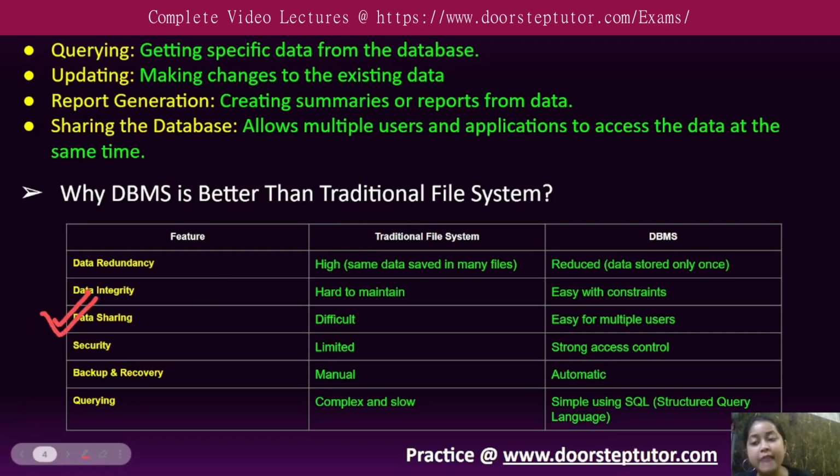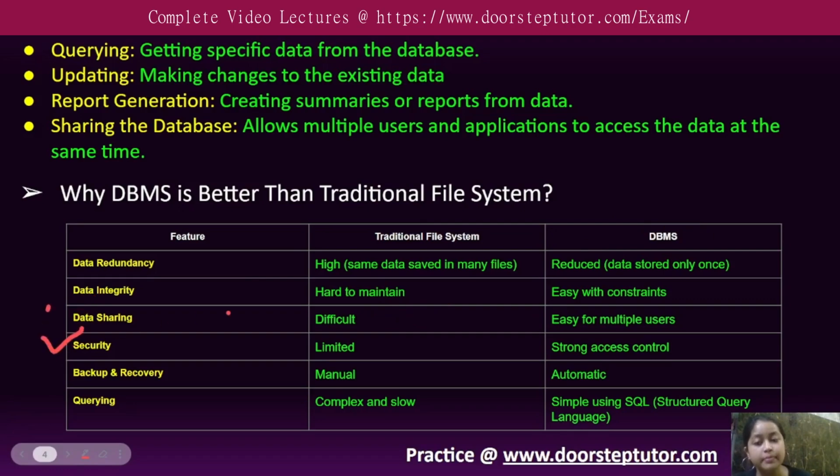Next, data sharing. Since I have explained this recently, it is easier for multiple users to access data at the same time in the case of DBMS, but this was very difficult in the case of the traditional file system. So data sharing is also enhanced.